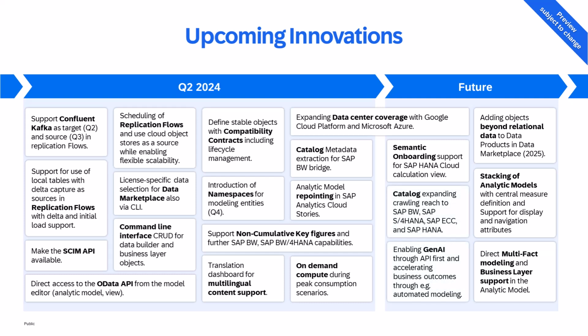And last but not least, as I mentioned already, the catalog will be expanded, with crawling capabilities in Q2 for the BW bridge. Then later in the year, we plan on additional sources like BW, S4HANA, ECC, and SAP HANA. Some of those might also only get into the system coming next year.